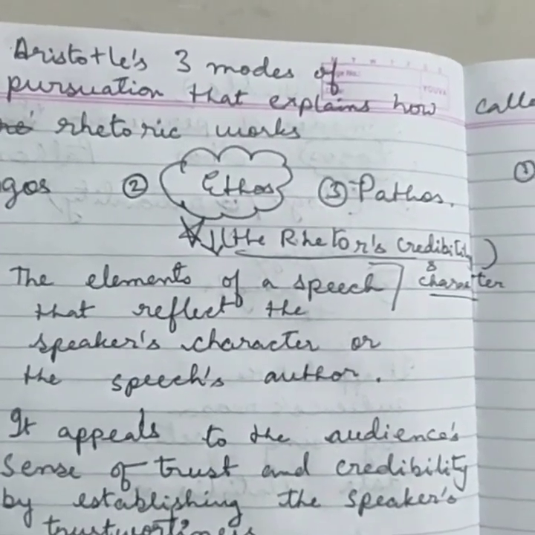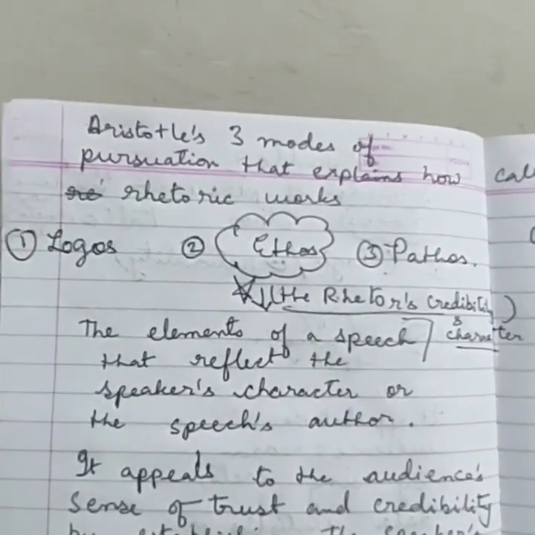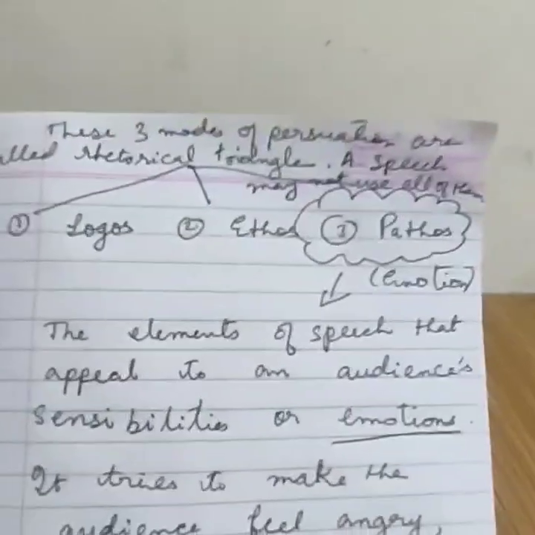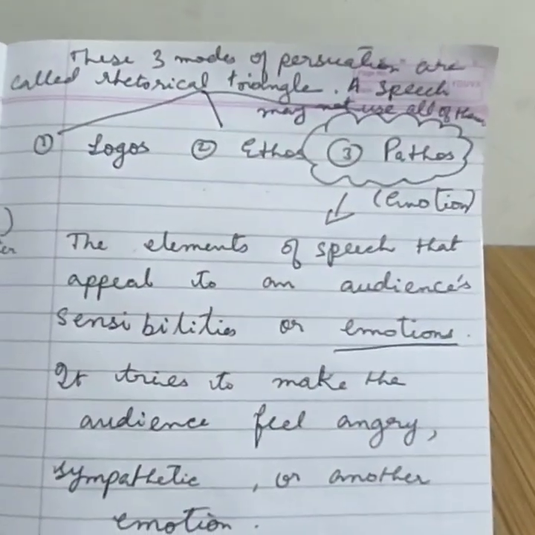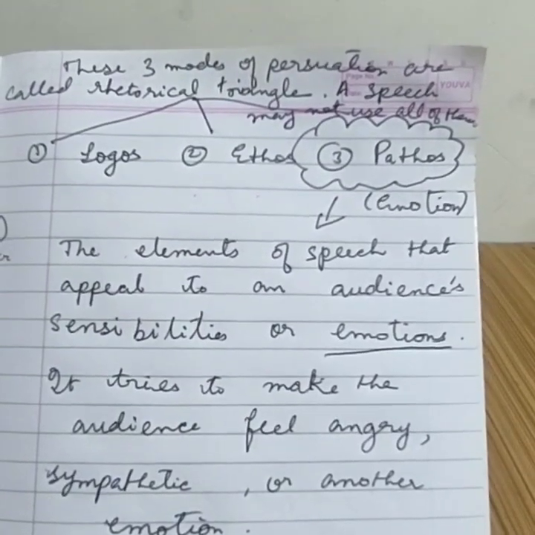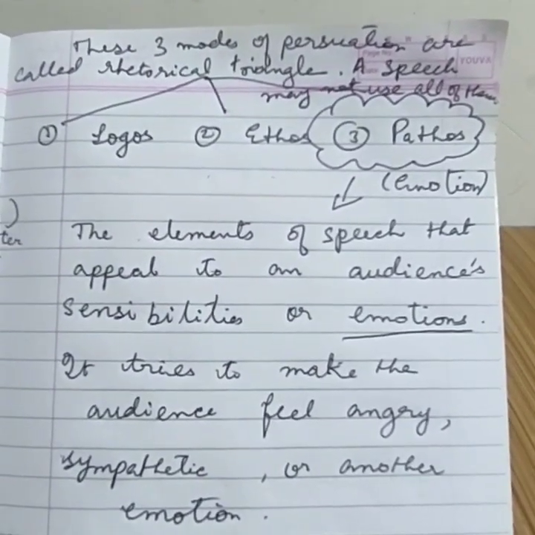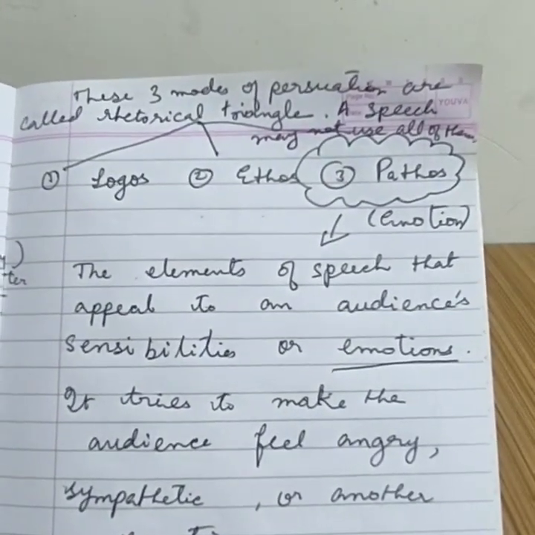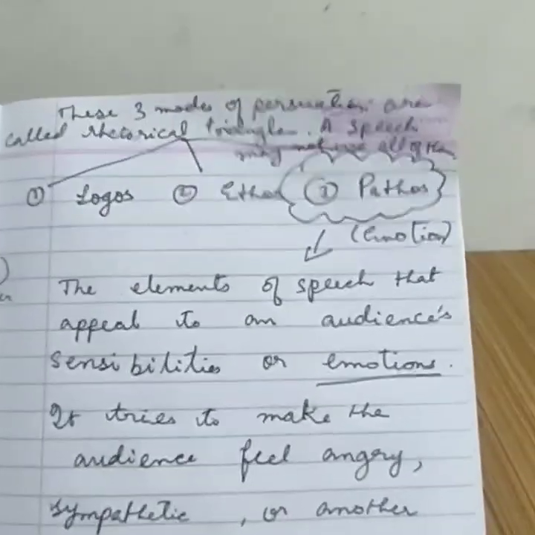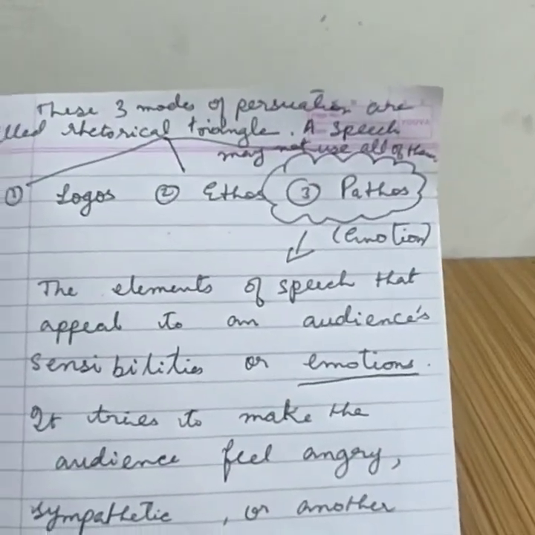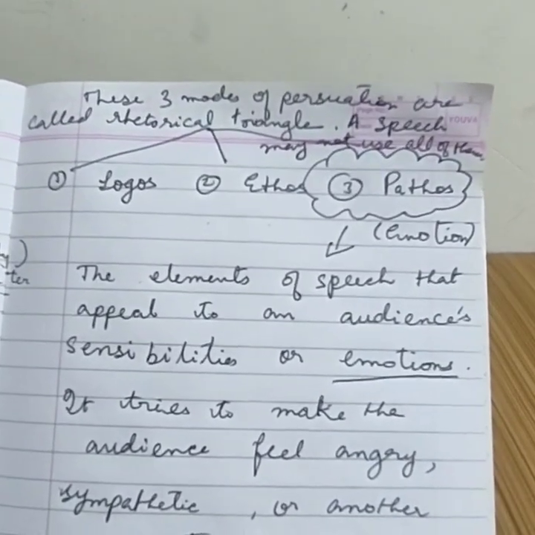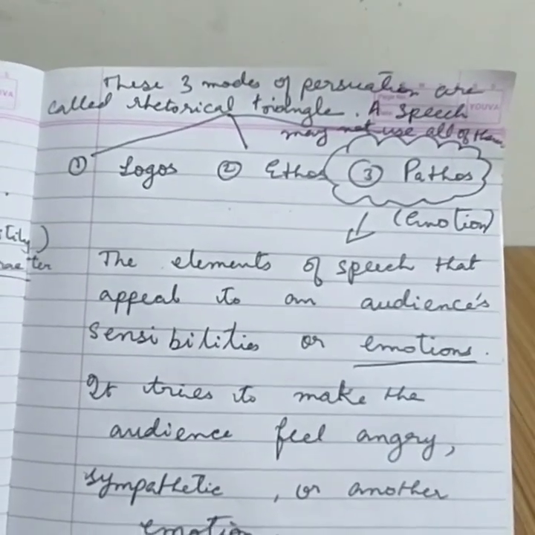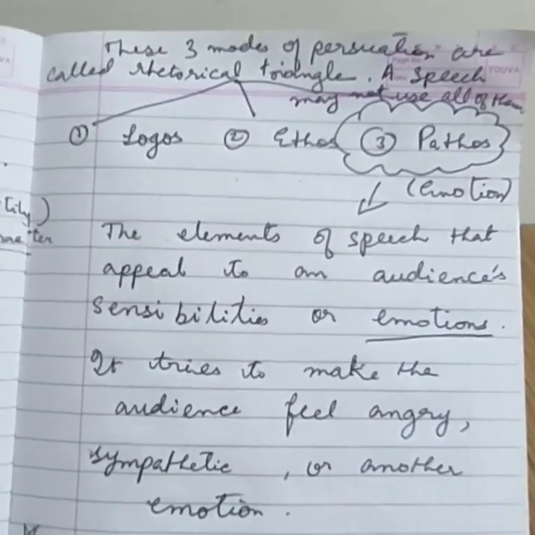And the third component that we will discuss here, that is being highlighted by Aristotle, is pathos. So what is pathos? Pathos here is the emotion. That is the element of the speech that appeals to the audience's sensibilities, that is his emotions. Suppose you deliver a speech, if it has its effects on the listener, like makes them angry or make them feel sympathetic, or it can strike their emotion, then the speech becomes very effective.